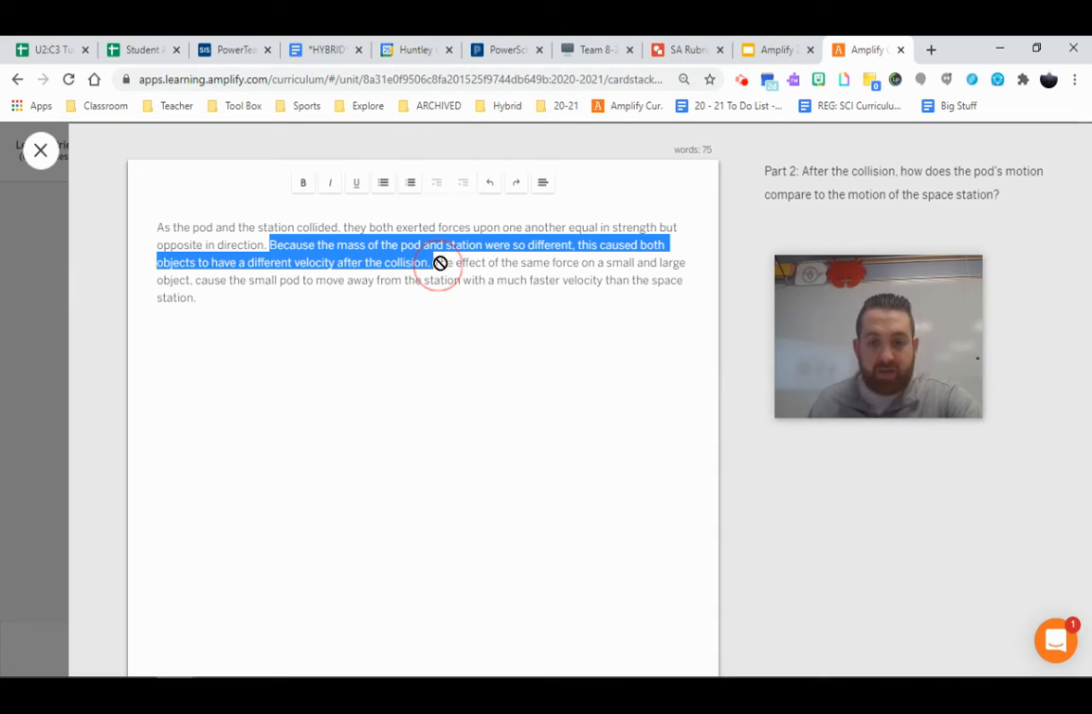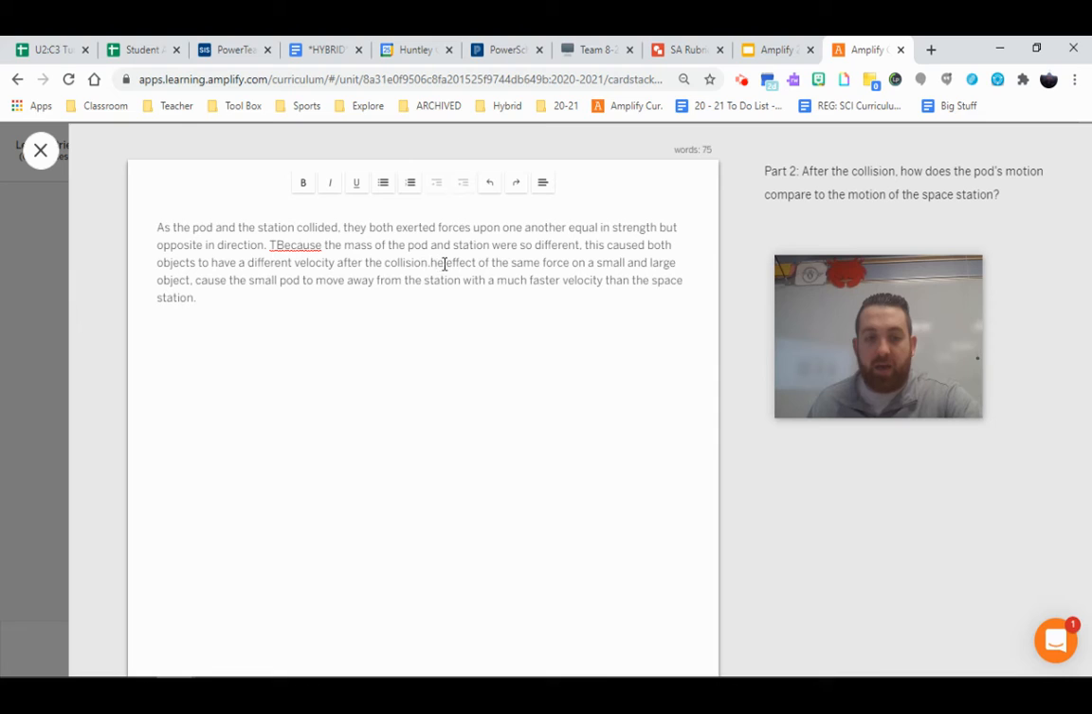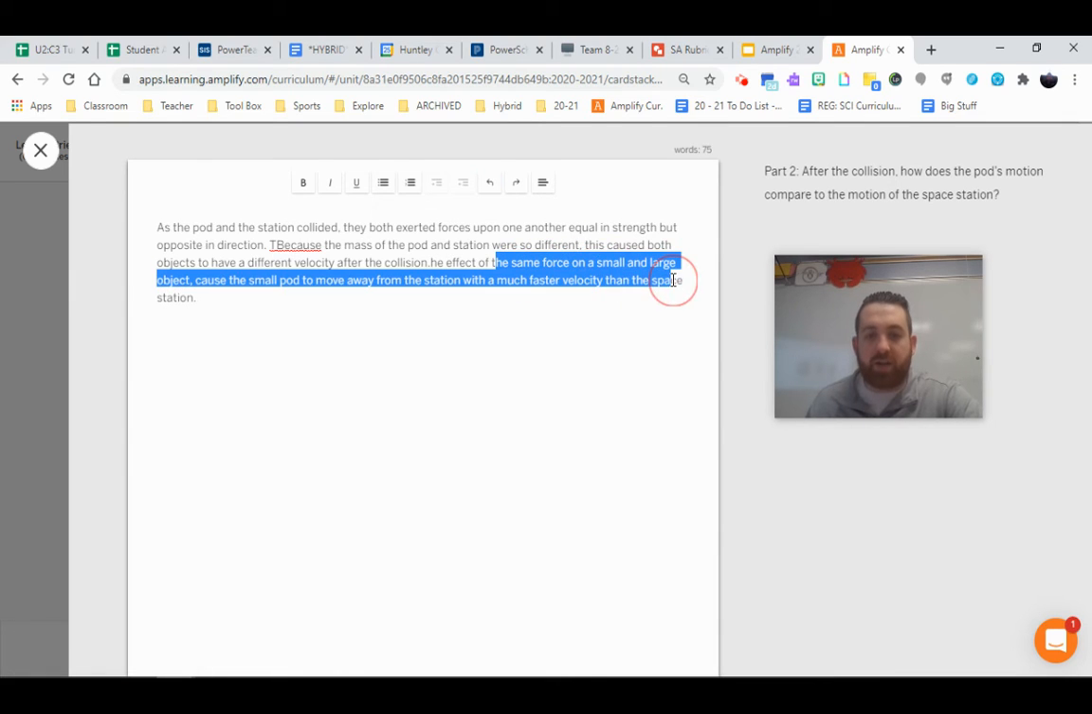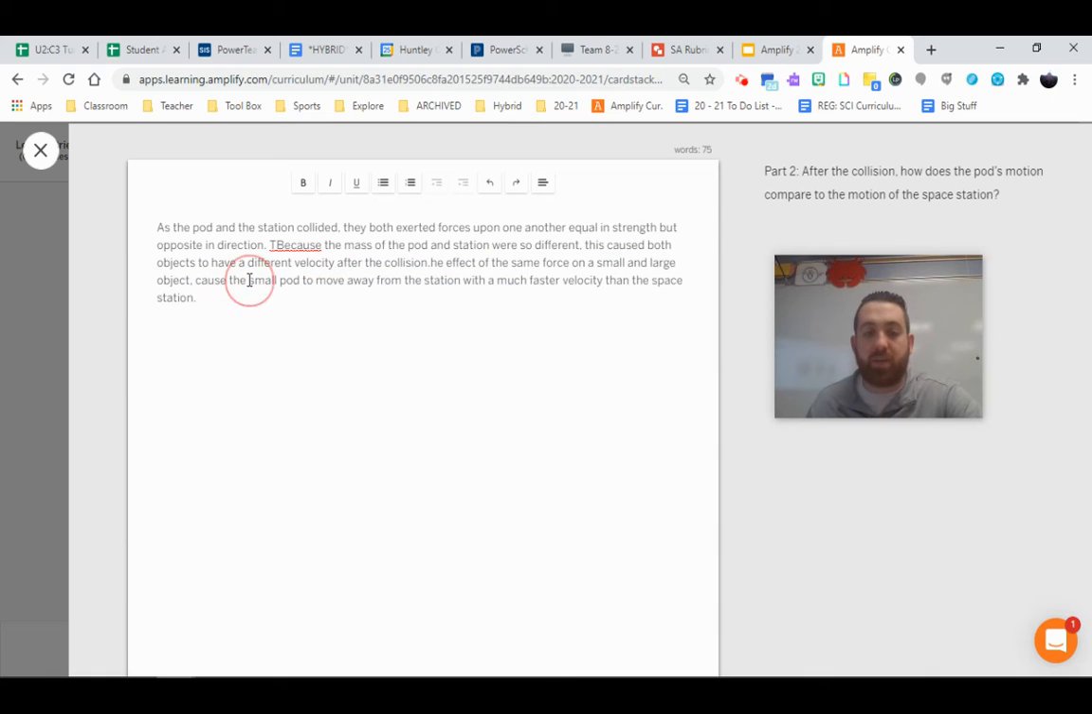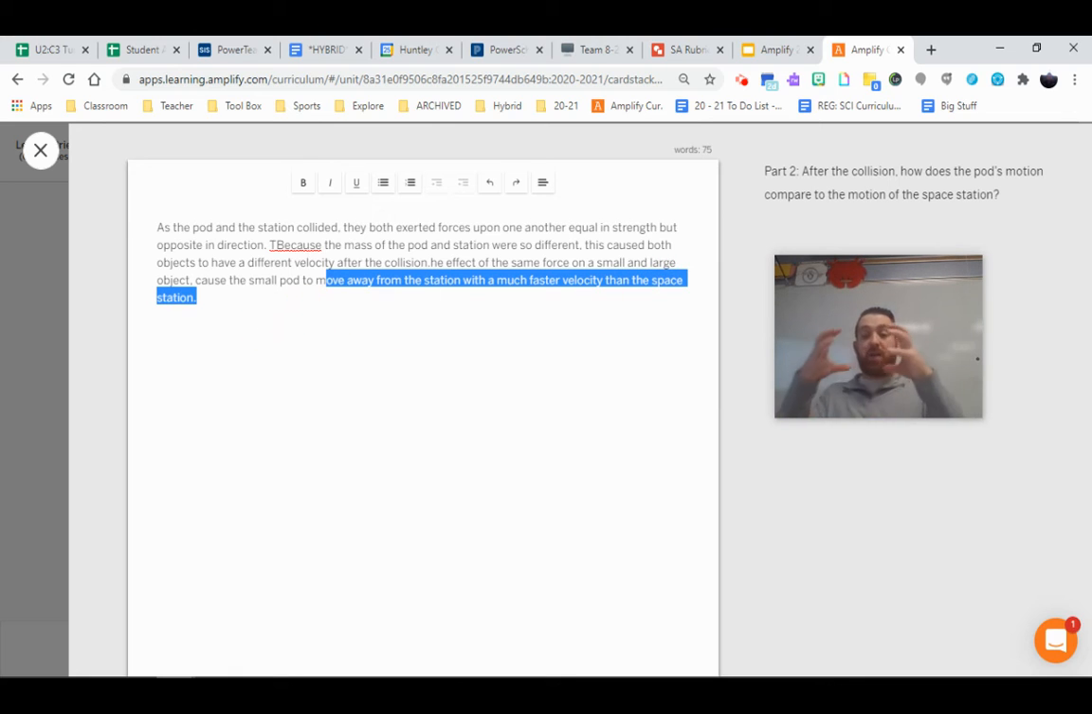The effect of the same force on a small and large object caused the pod to move away from the station with a much faster velocity than the space station. So notice, I'm pointing out that because we have those equal forces, the smaller object would be moving away faster than the larger object, which would be moving away slower.